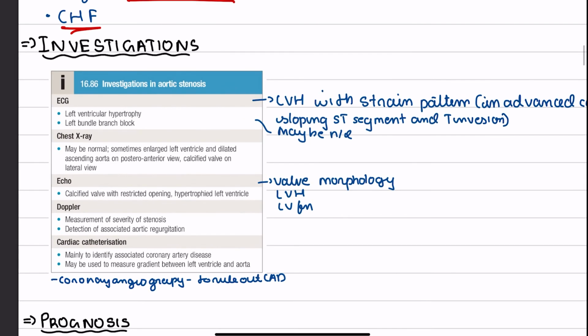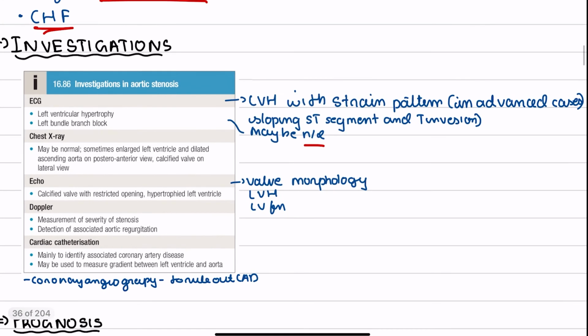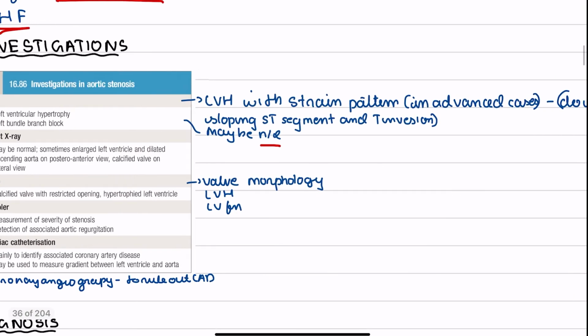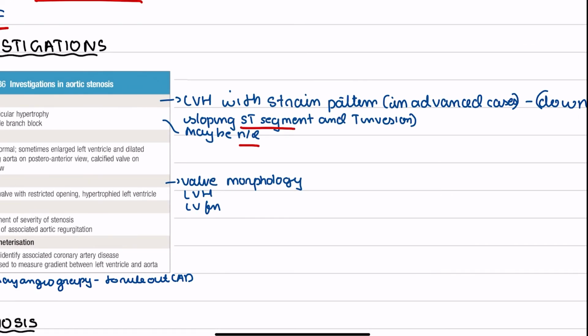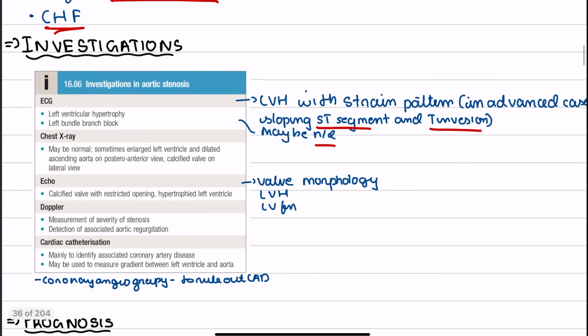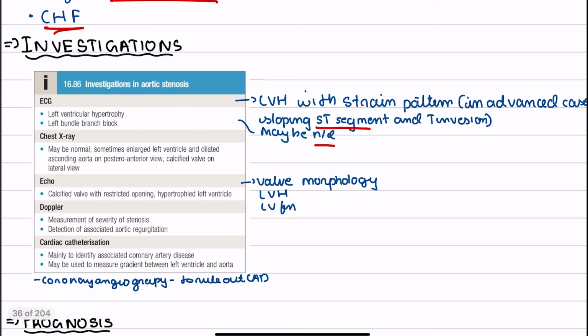Now the investigations. The basic investigations are the ECG, chest X-ray, and echo and Doppler. Echo is the best investigation to determine aortic stenosis. ECG may be normal, but may show signs of left ventricular hypertrophy or left bundle branch block. In advanced stages, ECG may show a left ventricular strain pattern. So what does that mean? Downsloping ST segment and T-wave inversion. So those are the findings on ECG.